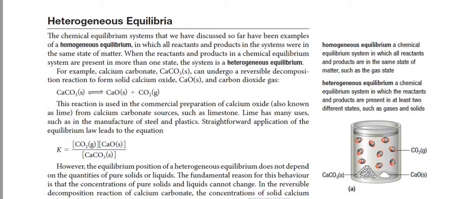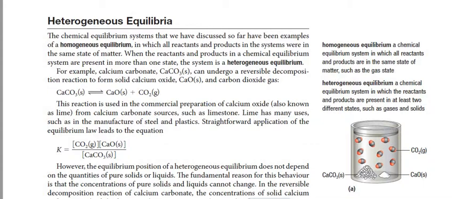This part I want to talk about heterogeneous equilibria. The chemical equilibrium systems that we have discussed so far have been examples of homogeneous equilibrium. So basically we divide equilibrium into two different classes, homogeneous and heterogeneous, or we can say homogeneous reaction and heterogeneous reaction. So what is the difference between homogeneous and heterogeneous reaction?